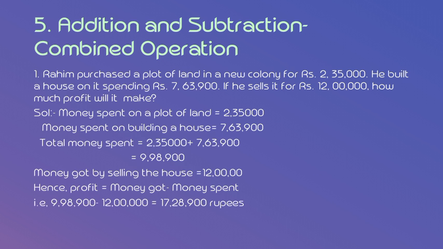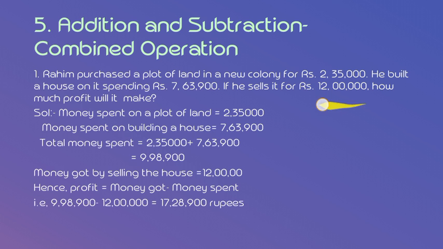Here are some word problems, but in these word problems you have to add and subtract, both. Okay, so read the question, how we have to add and subtract. In the first question, Rahim purchased a plot of land in a new colony for rupees 2,35,000. It means Rahim is the person who has purchased a plot of land in a new colony. The cost of the plot is 2,35,000.